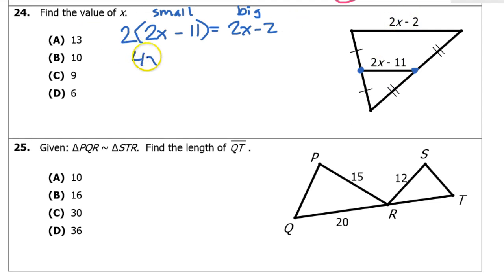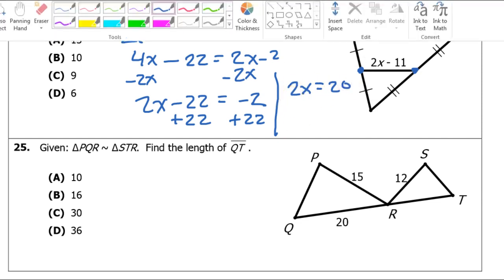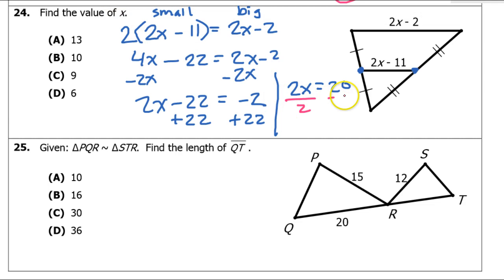So this is going to give me 4x minus 22 is equal to 2x minus 2. Now I would like to combine like terms, so I'm going to subtract 2x from both sides, and that gives me 2x minus 22 is equal to negative 2. And then I would add 22 to both sides. That's going to give me 2x is equal to 20. And then when I divide both sides by 2, I get x is equal to 10. So that's why the answer is B.